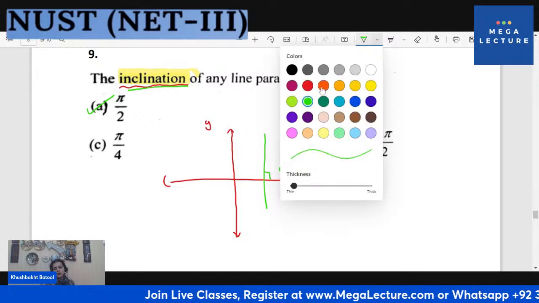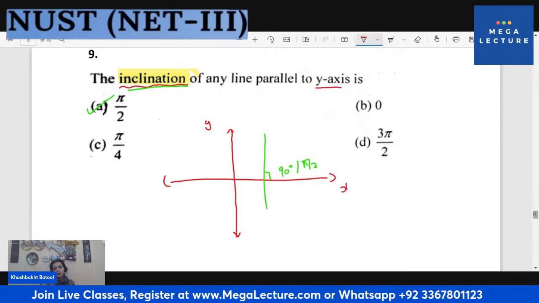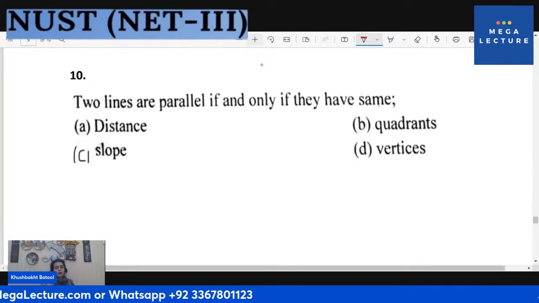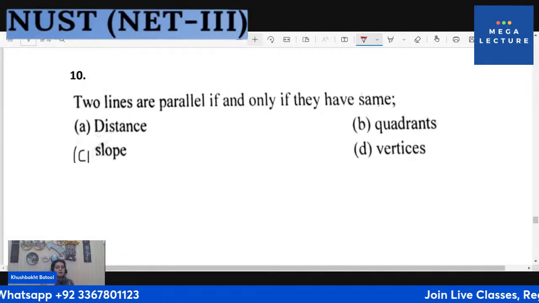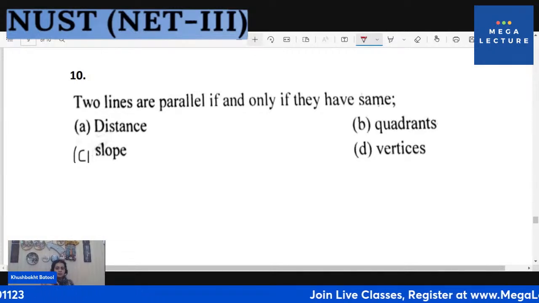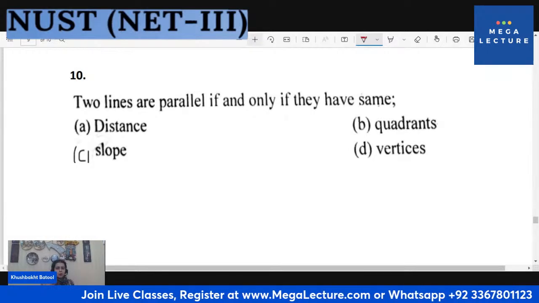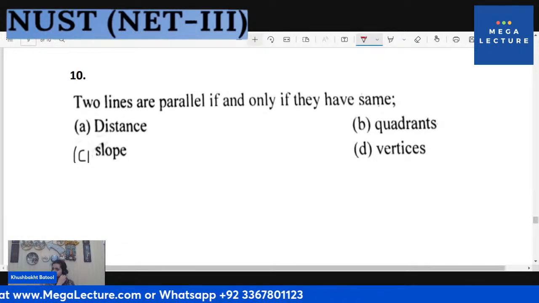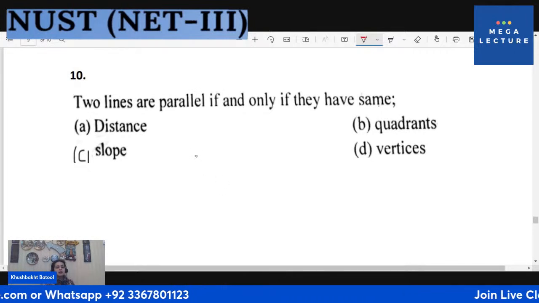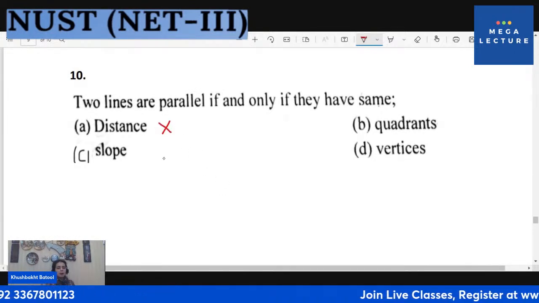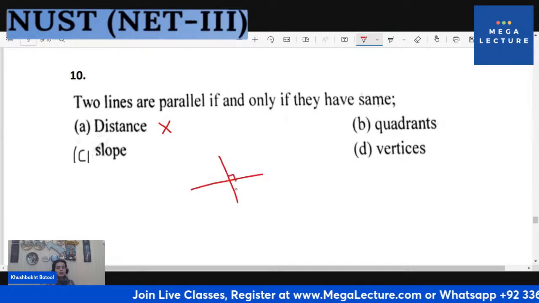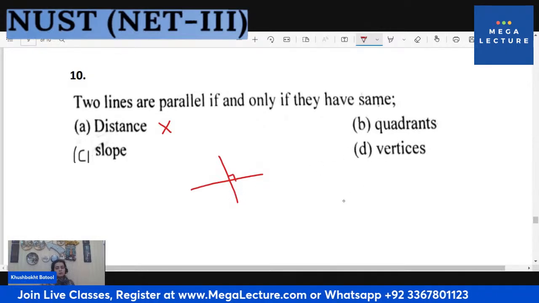Alright, so this was the ninth question. Let's talk about the next one. Two lines are parallel if and only if they have same distance, quadrants, slope, vertices. Now, if the length of two lines is same, that does not determine if they would be parallel or not. For example, if this is 2 centimeters long and this is also 2 centimeters long, they can be perpendicular, so they are not parallel.